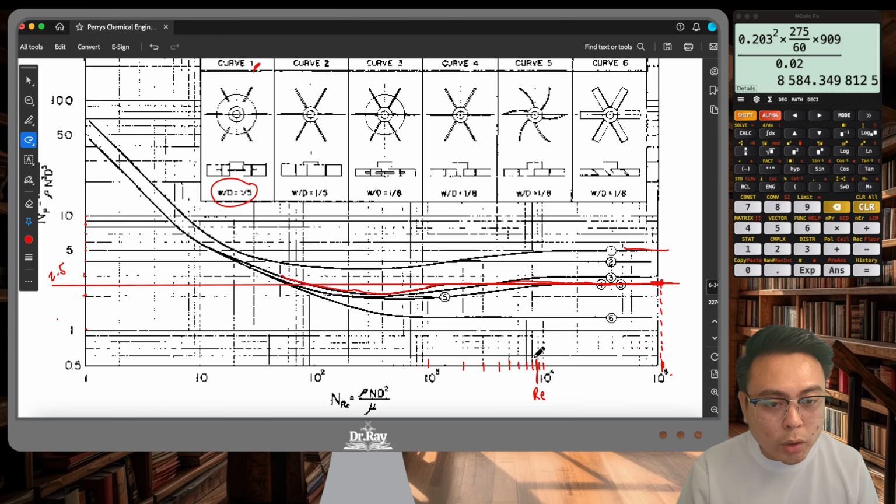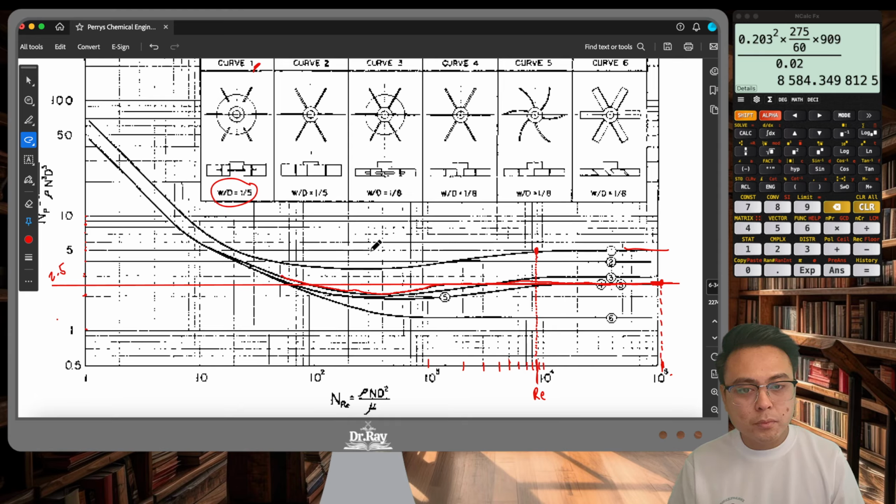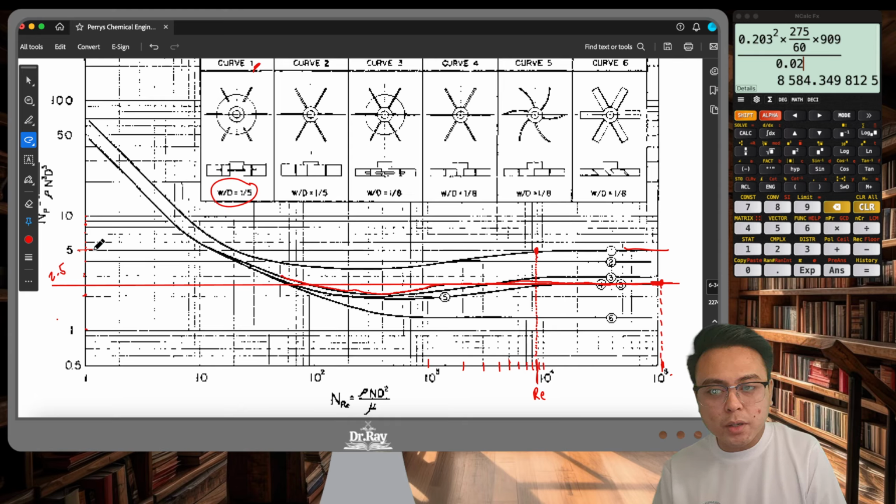And then, of course, we want to bring that up and look for its intersection with curve number 1. Remember, our identified curve was curve number 1. This is my intersection point right here. And I'm going to read that for the power number. Power number is 5.